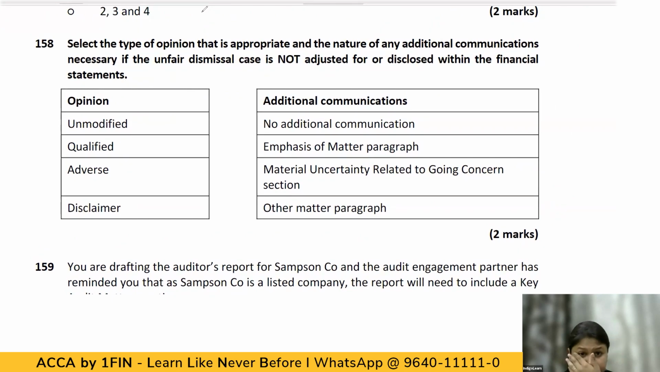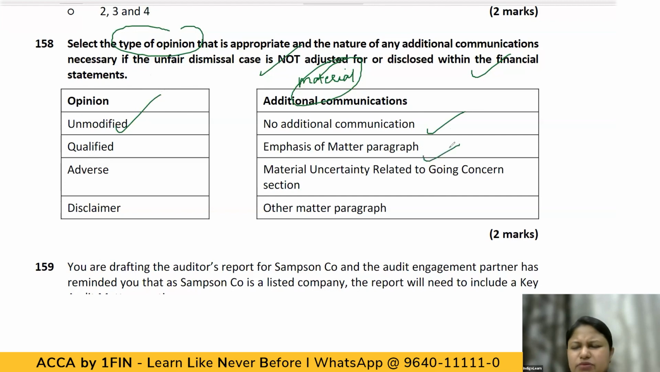First of all, you need to understand that for any kind of modification, the item has to be material. If you look at the matter of $150,000 and compare it to the 66 million and the PBT that is given, that amount does not seem to be material. So checking for pervasiveness and all of that will not become relevant, because the amount itself is not material. When the amount is not material and the disclosure or adjustment is not done, it is not going to be a material misstatement for us to evaluate. So you can definitely give an unmodified opinion, and obviously no further communication will be required.